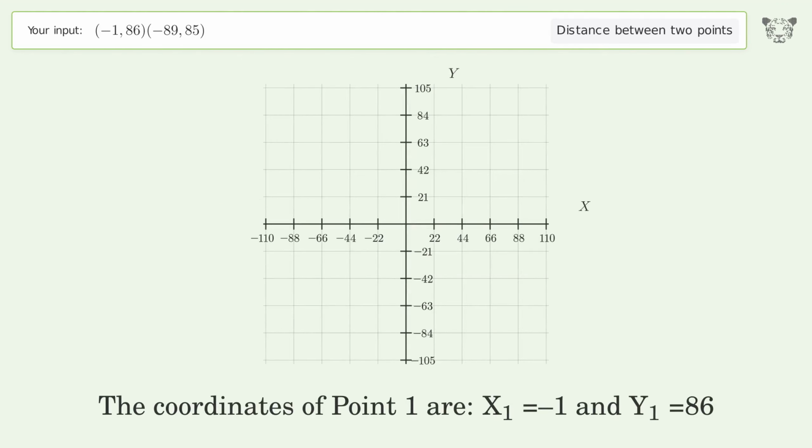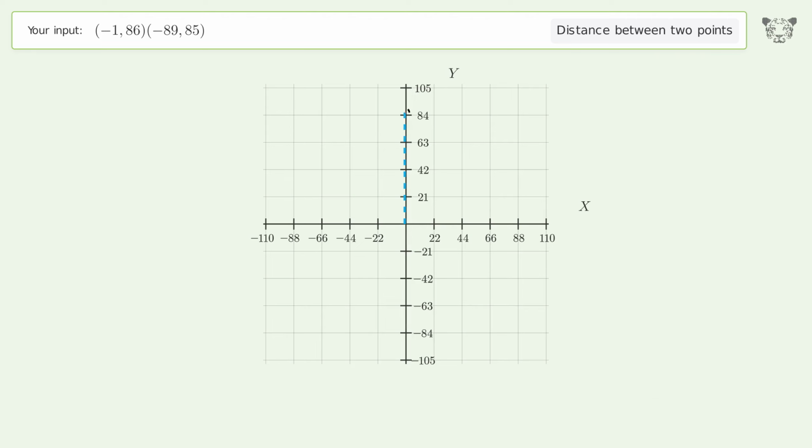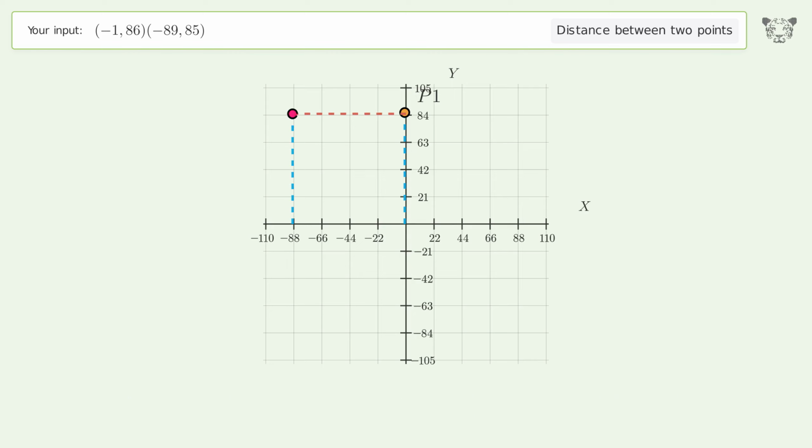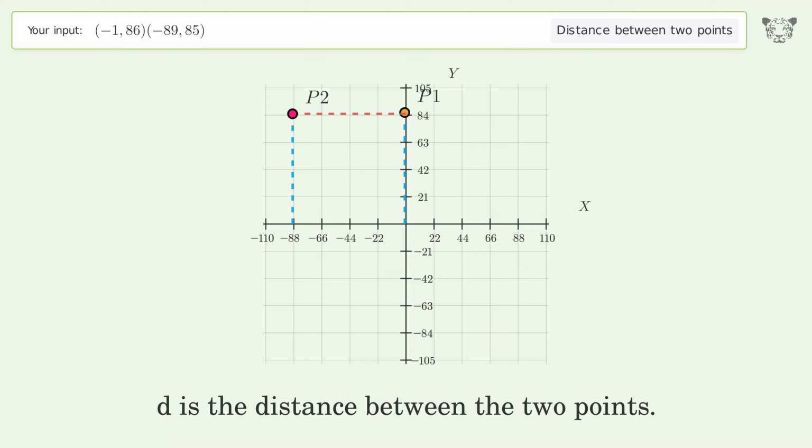The coordinates of point 1 are, x1 equals -1 and y1 equals 86. The coordinates of point 2 are, x2 equals -89 and y2 equals 85. D is the distance between the 2 points.